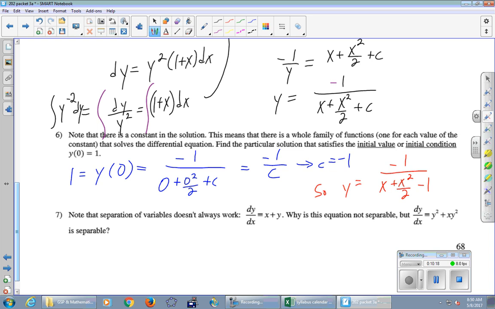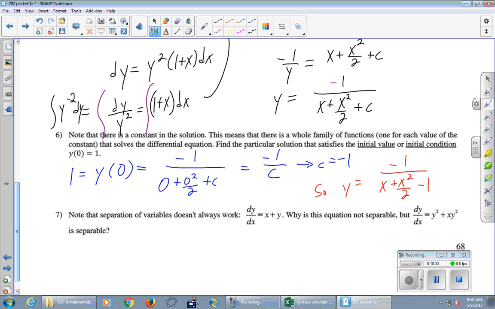Okay, so again, that was the technique of separation of variables, so named because we separate the y's from the x's. And as long as you can get the y's with the dy and the x's with the dx, you're good, but it's got to be all multiplication and division. You cannot do addition or subtraction.